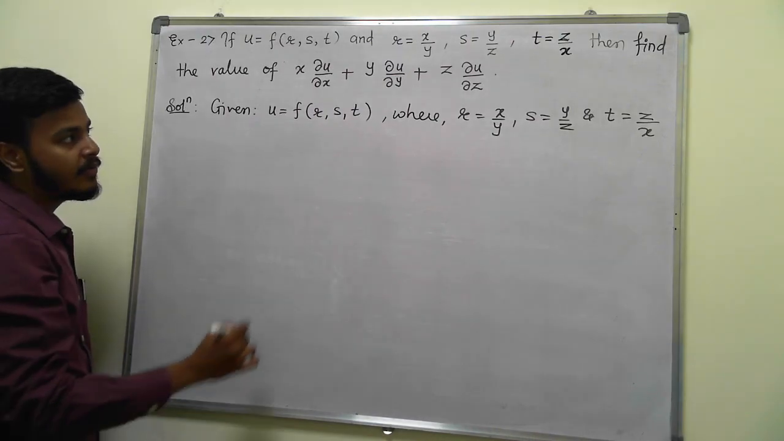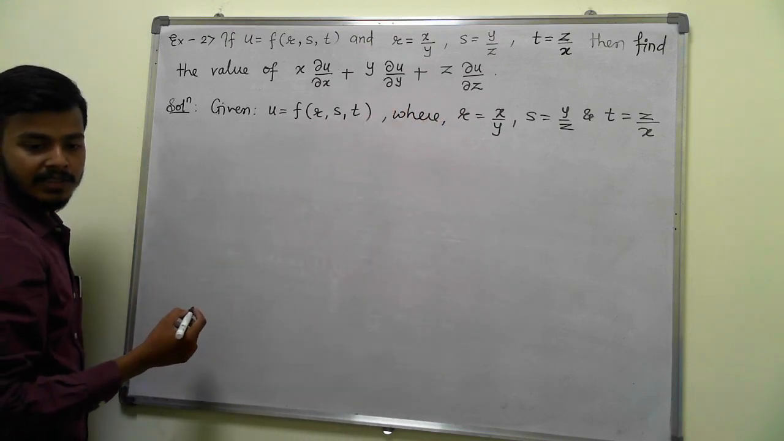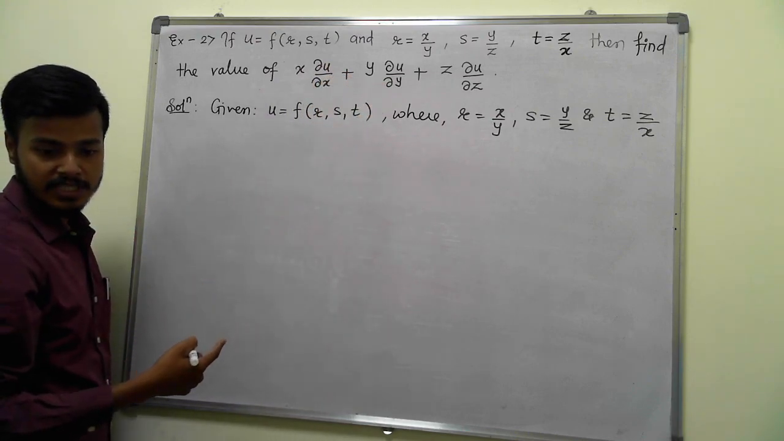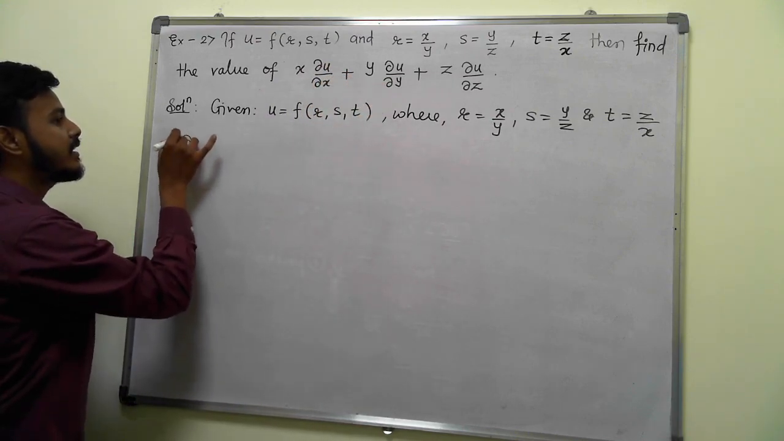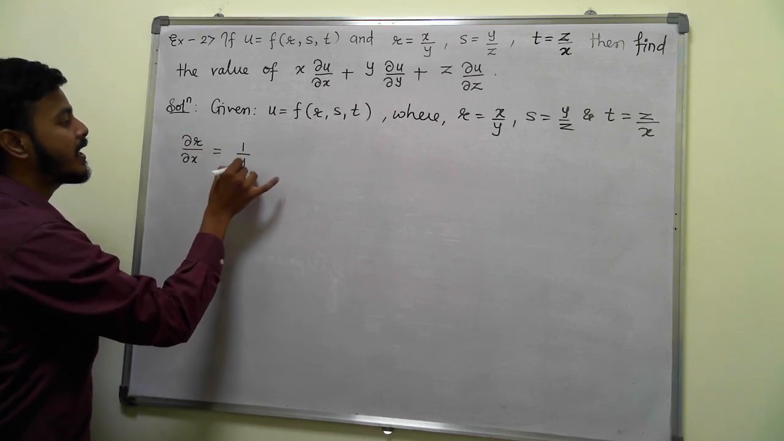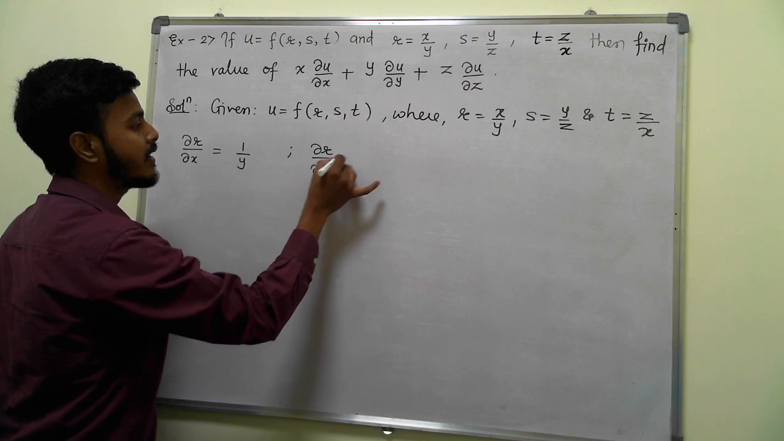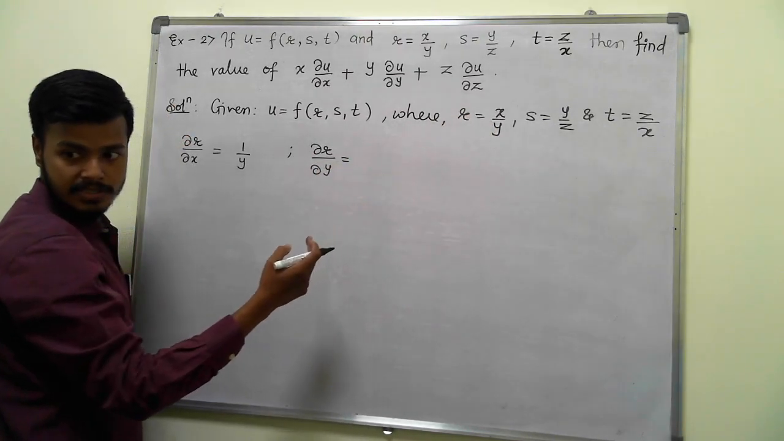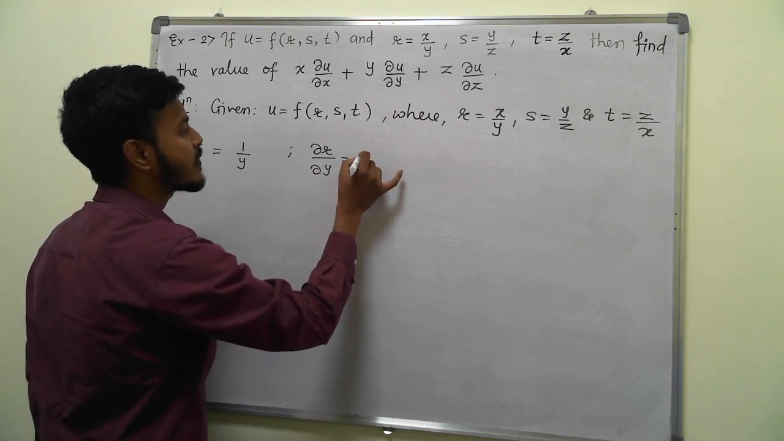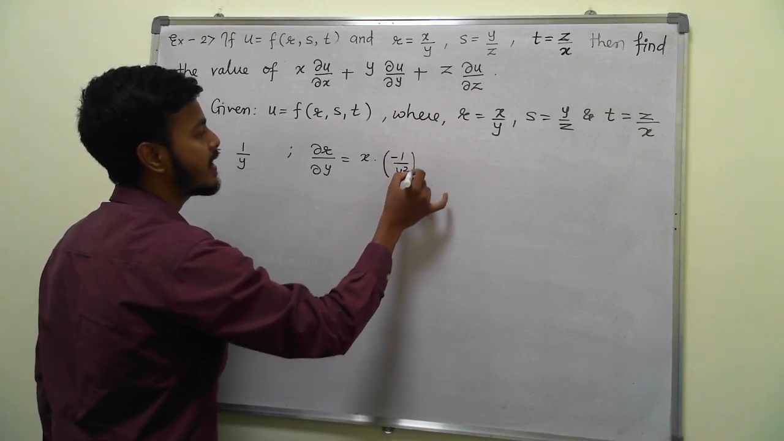Now, without wasting any time, let us find out all the 9 derivatives which will help us in finding del u by del x, del u by del y, and del u by del z using chain rule. So what is del r by del x? 1 by y. What is del r by del y? Derivative of x is constant, derivative of 1 by y is minus 1 by y square. So I will write x constant into derivative of 1 by y, which is minus 1 by y square.